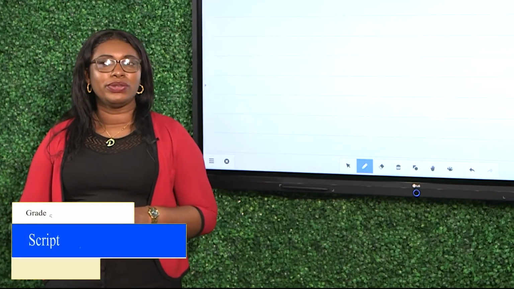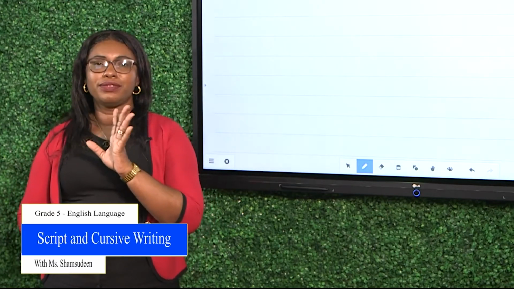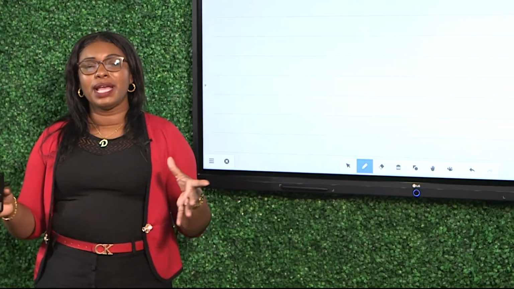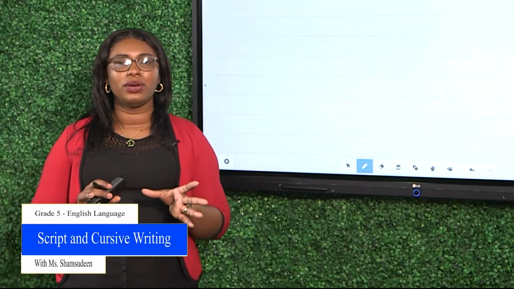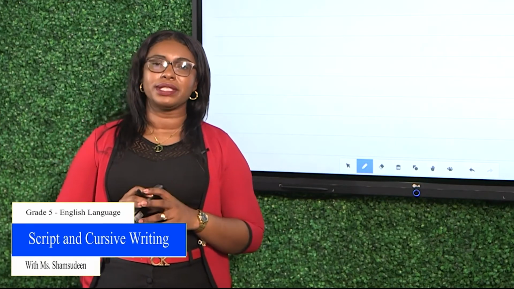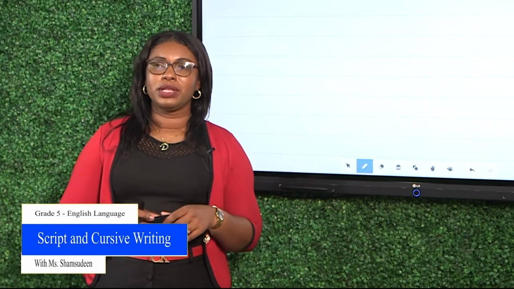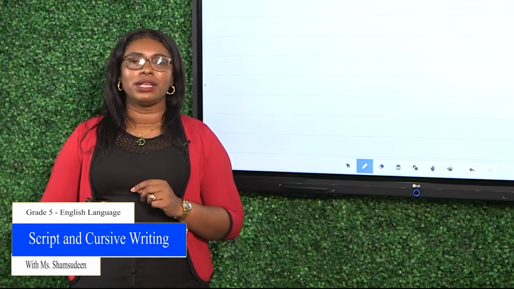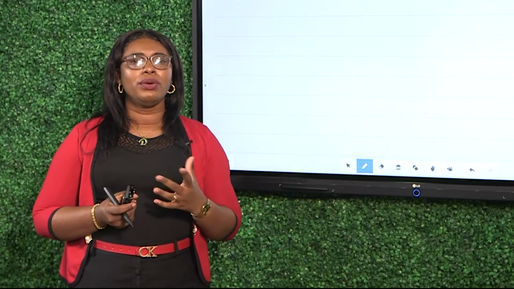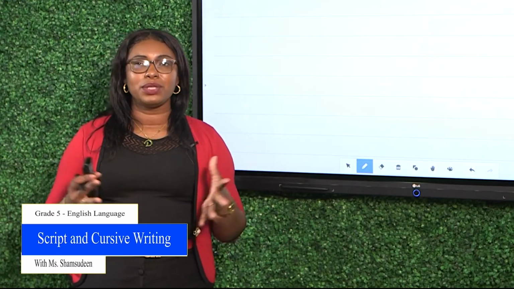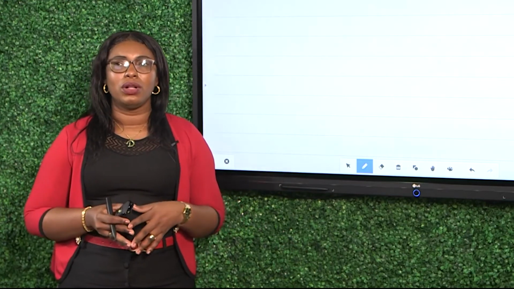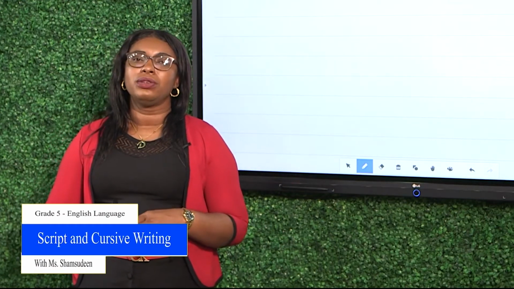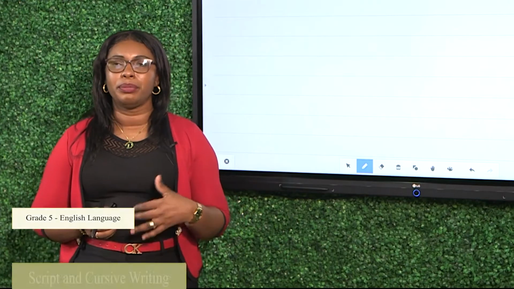Today, we're going to be looking at script and cursive writing together. On our last session, we looked at script and block writing, and we tried to sift out those similarities and differences in using either script or block formation. But today, we're going to be looking at script and cursive, which are the two main types or styles of writing. Remember, handwriting is also called penmanship, and we write using a pen or a pencil.